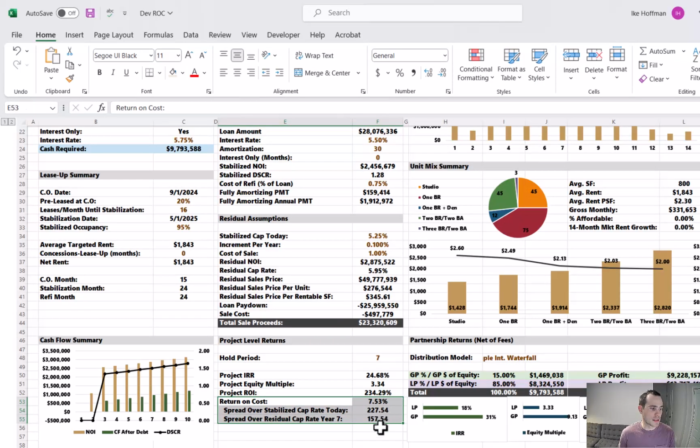I have a couple cells in the project level return section dedicated to the return on cost. First, there's a return on cost calculation. Second, I'm calculating the spread over the stabilized cap rate today. And lastly, I'm also calculating the spread over the residual cap rate in year 7. In this particular pro forma, I'm assuming a sale would take place in year 7. Let's look at these calculations a little deeper.